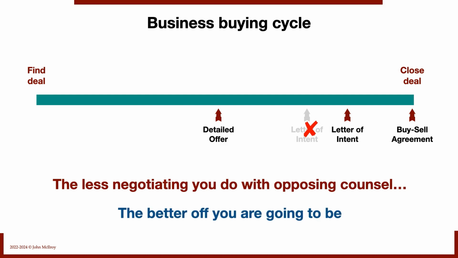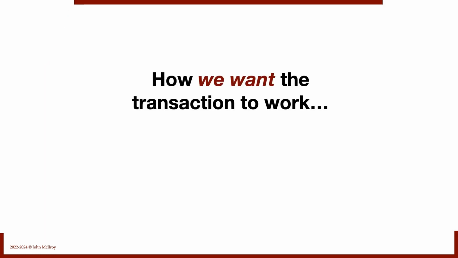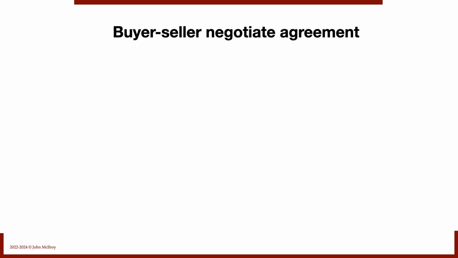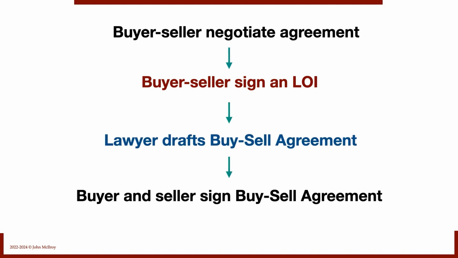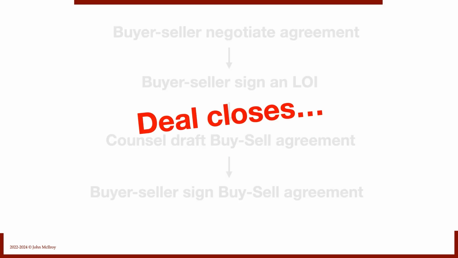Let's talk about how we want transactions to work, and then we'll compare them to how they often work. We start with buyers and sellers negotiating an agreement. Then the buyer and seller sign an LOI, the lawyer drafts the buy-sell agreement, and the buyer and the seller sign the buy-sell agreement. That's the way we want it to work. And then, of course, the deal closes.